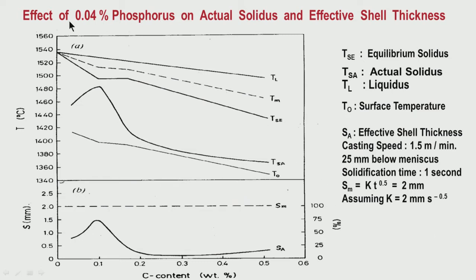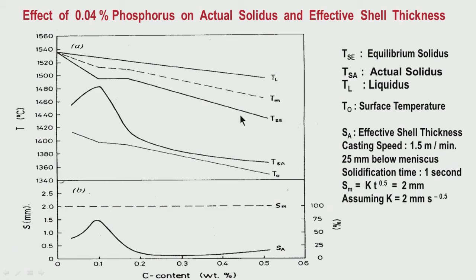Now, the effect of 0.04% phosphorus. I have told you phosphorus is very deleterious. In steel, 0.04% phosphorus is relatively high, and we should not have so much phosphorus in steel, but for calculation purposes we have taken 0.04% phosphorus. Then let us see what happens.